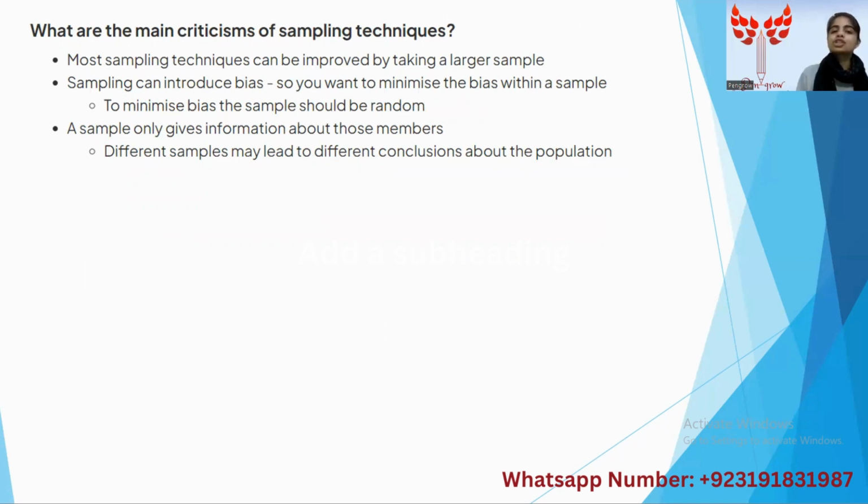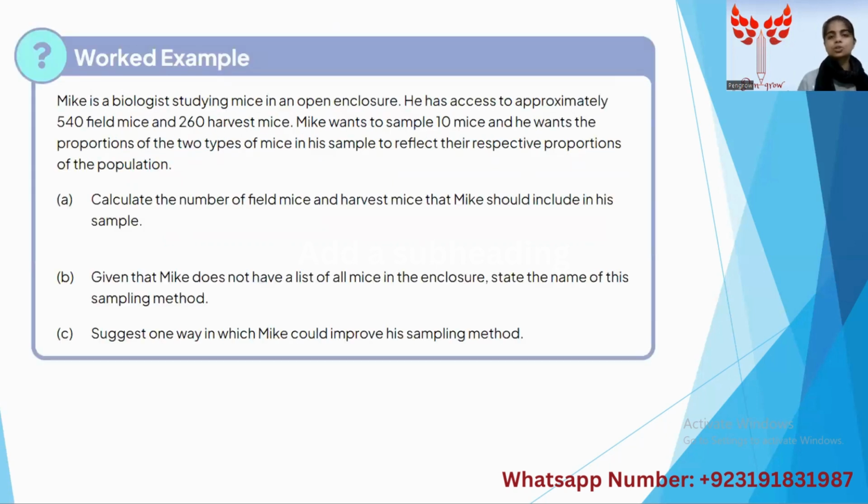A sample only gives information about those members, obviously the members who are being selected, and then we assume that that is the best estimate towards the population, right? But obviously, each time you take a new sample, you would lead to a new conclusion. So these are some of the points to criticize sampling techniques, right? Now we are going to do an example, as I told you previously. And with this, we're going to end our video.